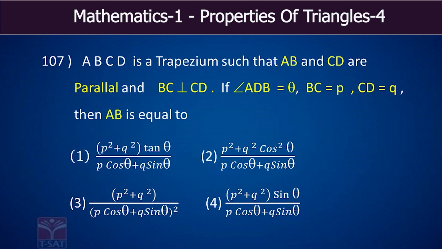107. ABCD is a trapezium such that AB and CD are parallel and BC is perpendicular to CD. BC is perpendicular to CD.